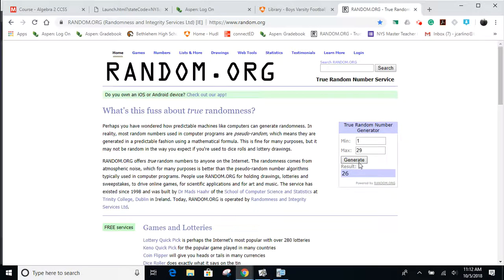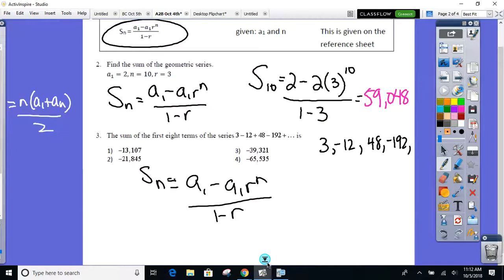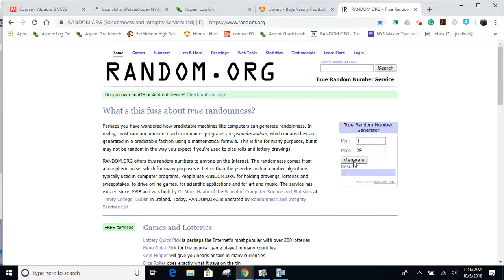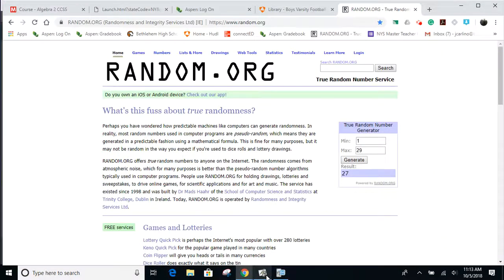Okay, help me fill it out here. N value here. 8, yep. Find the sum of the first 8 terms. First term, 3. 3 minus 3 times. Now be careful when you tell me what the R value is.